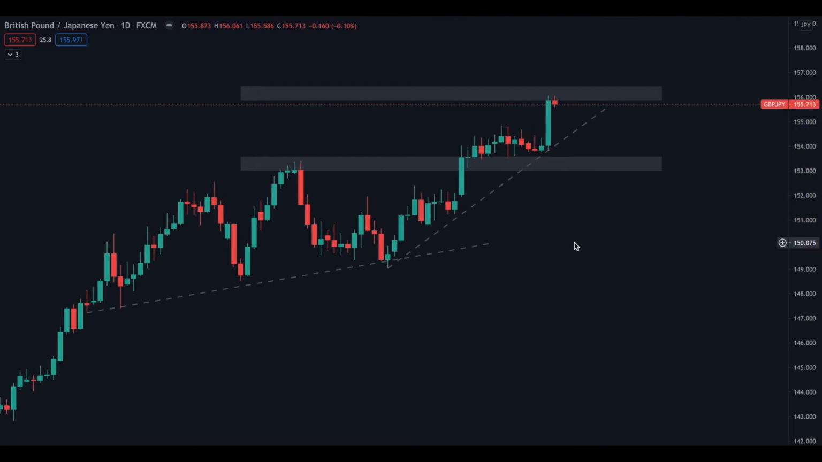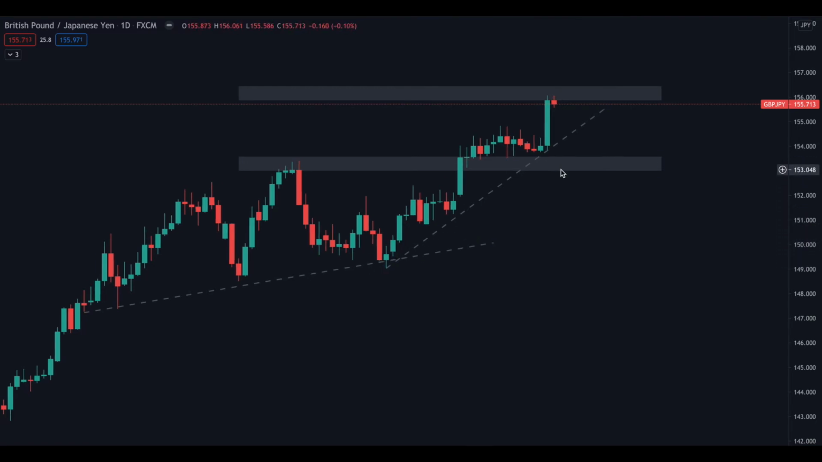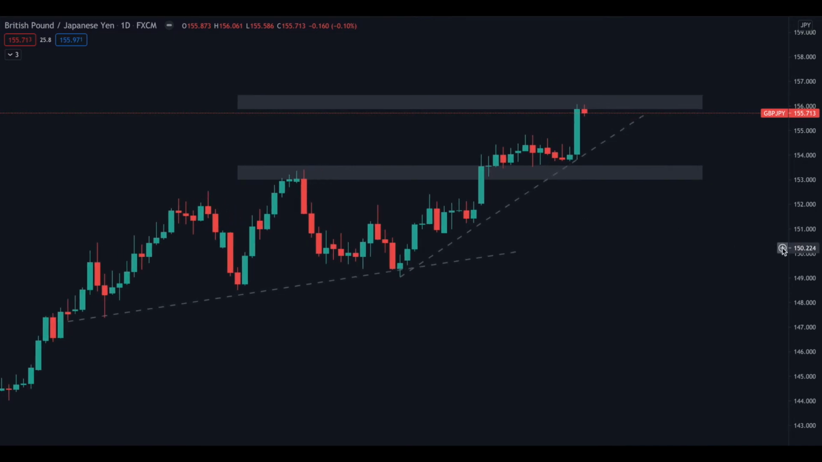And what I want to mention here is how we're kind of increasing our gradient here on the trend. So this is nice to see when you're trading the trend. It's just monitoring how that trend is changing over time. So the gradient of the trend now on this daily time frame is increasing, indicating that more buyers are stepping into this market.